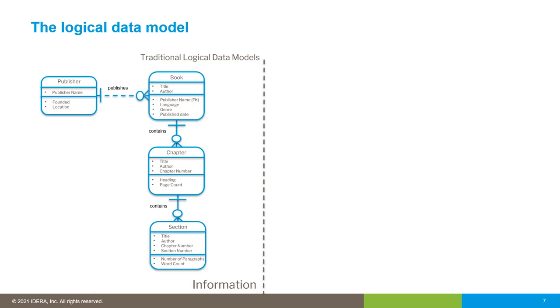We can then work through and create relationships between these entities. We can see there's a relationship from a publisher to a book. A publisher publishes a book. And if we're looking at the book, then we've got the primary key of the publisher propagated to the book.